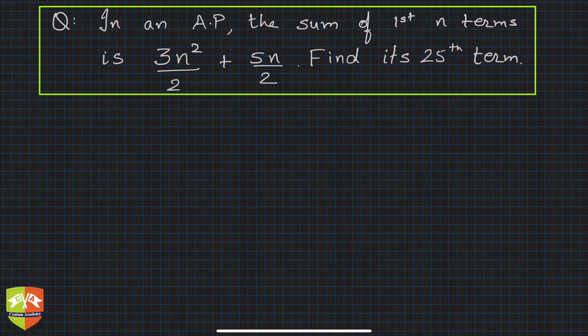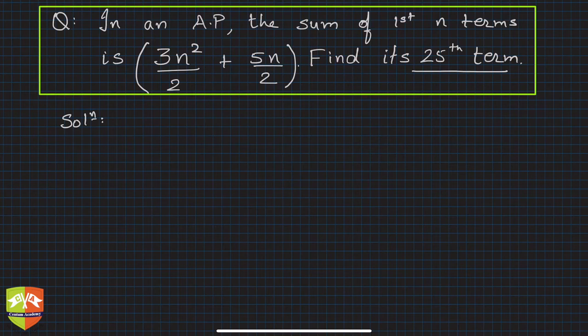The question says, in an AP, the sum of first n terms is 3n square by 2 plus 5n by 2. So an expression for the sum of first n terms of an AP has been given. You have to find out the 25th term. Okay, so the expression for Sn is given.